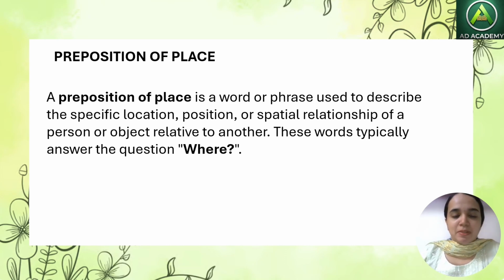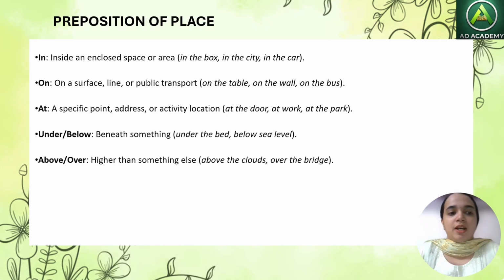We can check the examples. Here are some examples of prepositions of place. First one, in: inside an enclosed space or area, in the box, in the city, in the car. It need not be fully closed. If there is an enclosed space or area, we can say in the box, in the city, in the car.